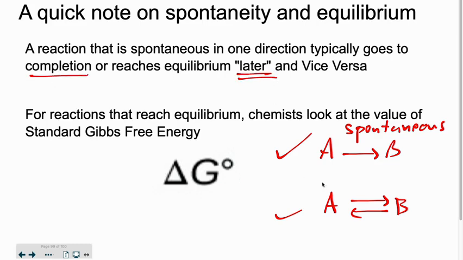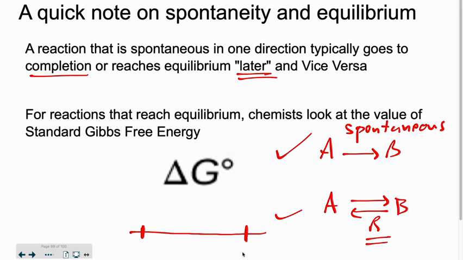equilibrium late. Now, in the case of a reaction that reaches equilibrium, we have two reactions that are fighting against each other, and these two reactions are somewhat spontaneous, both of them. So you will see that if your equilibrium is established early, we have a situation where our reverse reaction tends to be more spontaneous. That's why B wants to go back and form A.